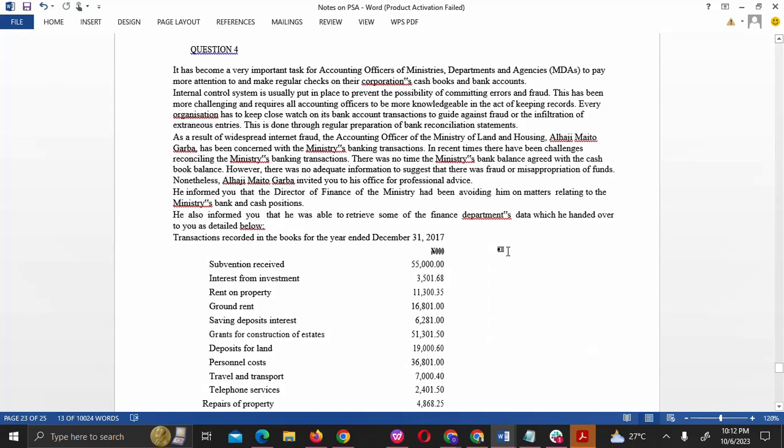This is done through regular preparation of bank reconciliation statements. As a result of widespread internet fraud, the accounting officer of the Ministry of Land and Housing, Alaji Maito Gabar, has been concerned with the ministry's banking transactions. In recent times, there have been challenges reconciling the ministry's banking transactions. There was no time the ministry's bank balance agreed with the cash book balance.